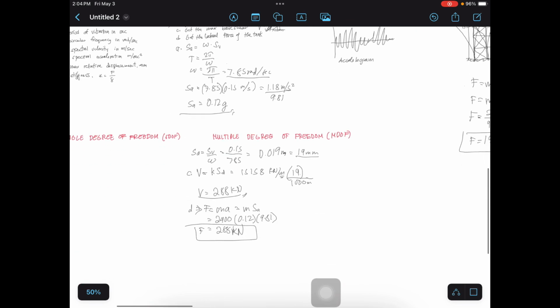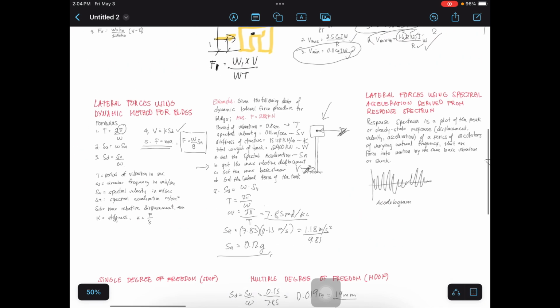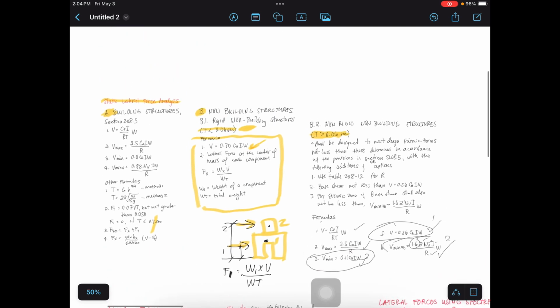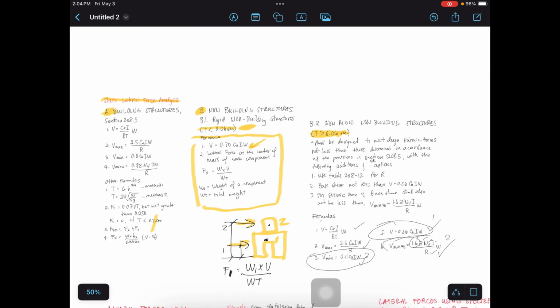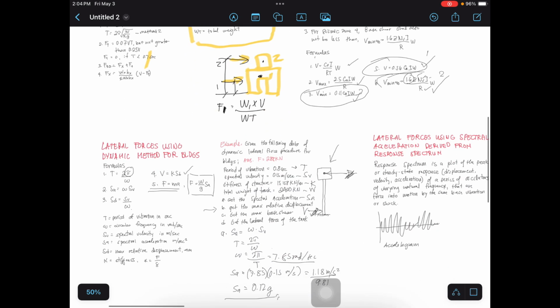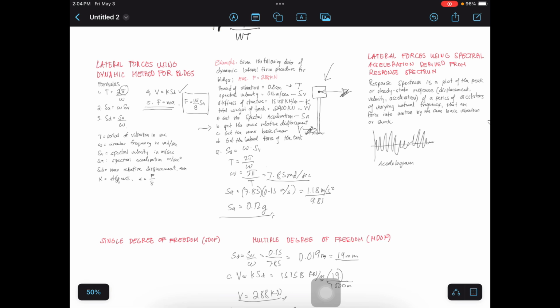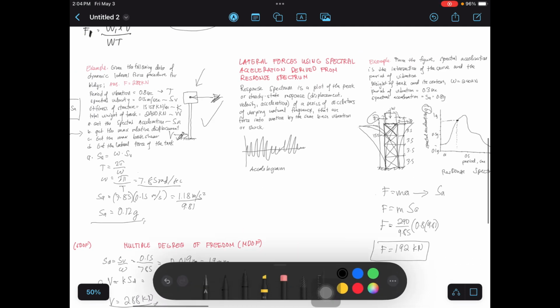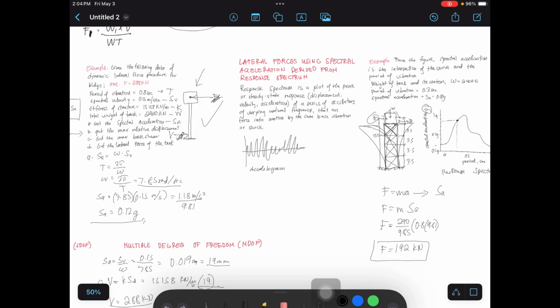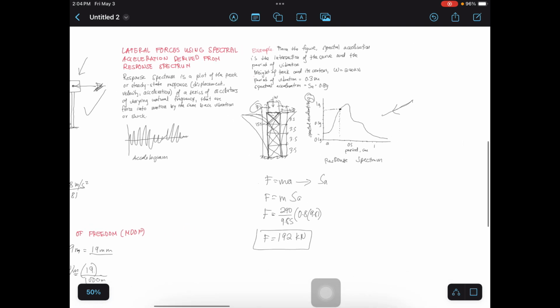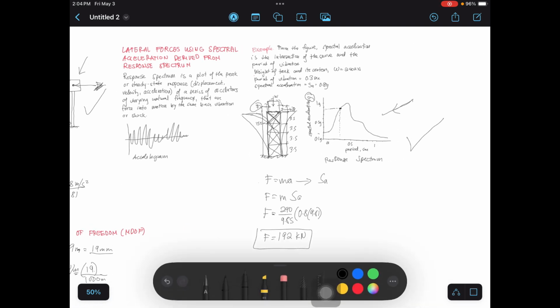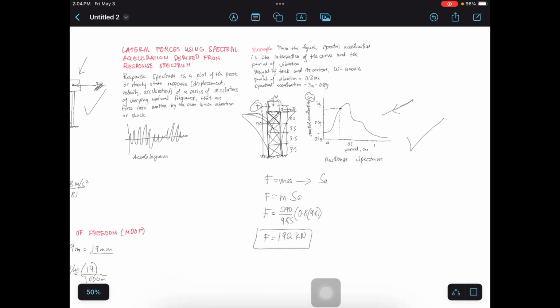Ganun pagkuha ng base shear. So, na-cover naman natin paano kunin ang base shear for building structures using static, pati non-building structures. And then, nag-dynamic analysis tayo for single degree of freedom lang na structure. Ito ay single degree of freedom. Ito din ay isang single degree of freedom. Yung example natin kanina. So, anong mangyayari kapag multi-degree of freedom?